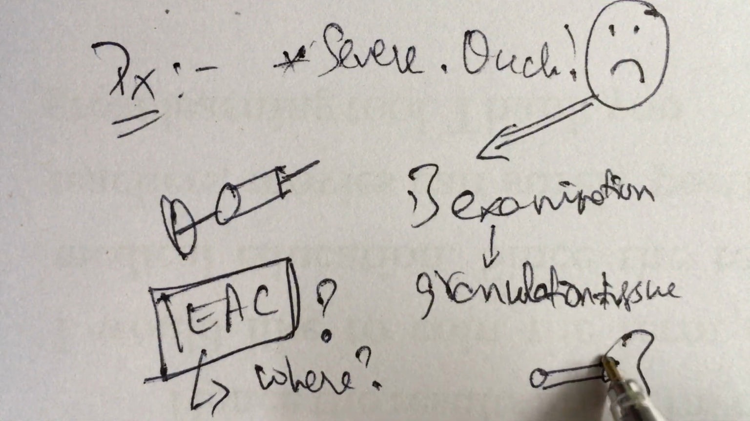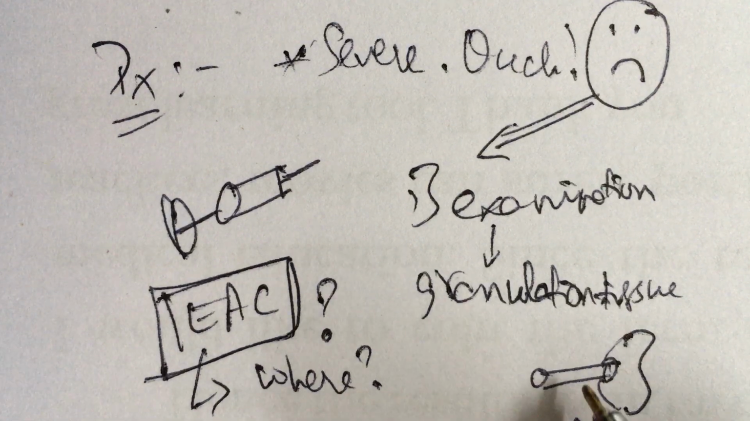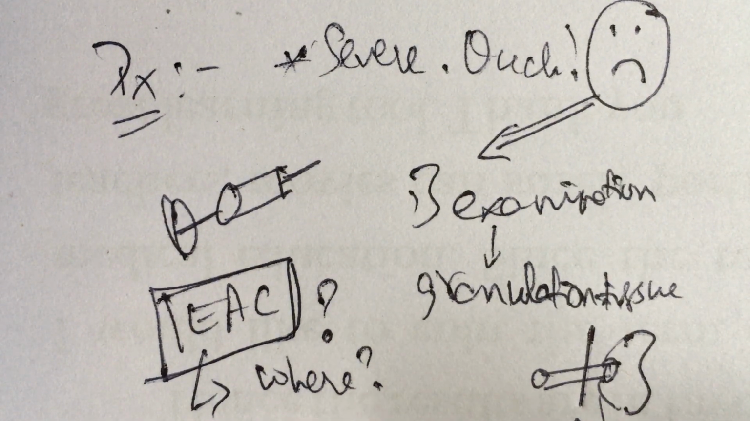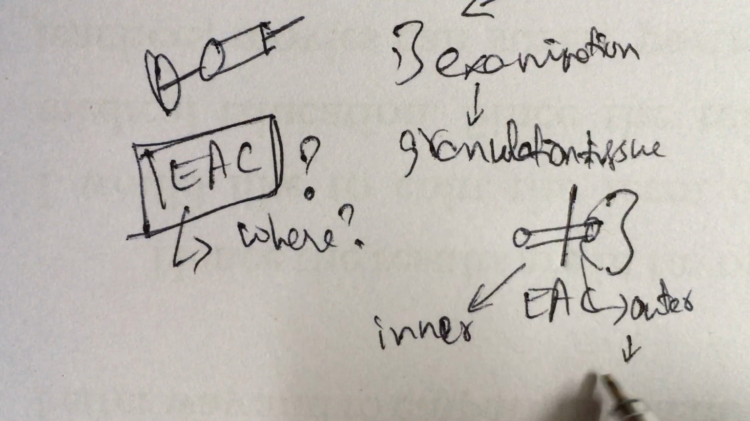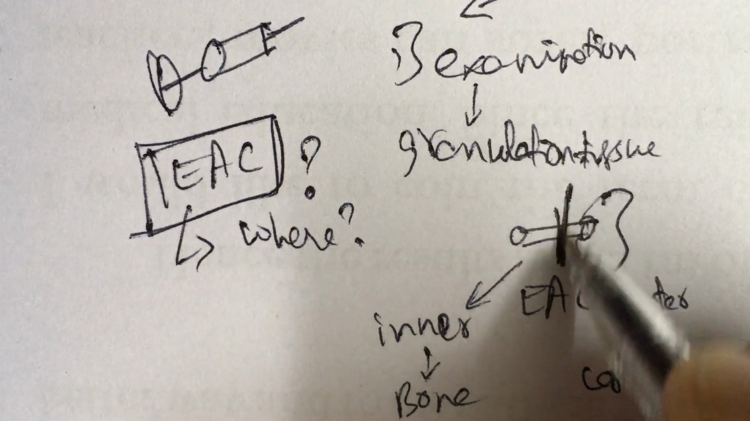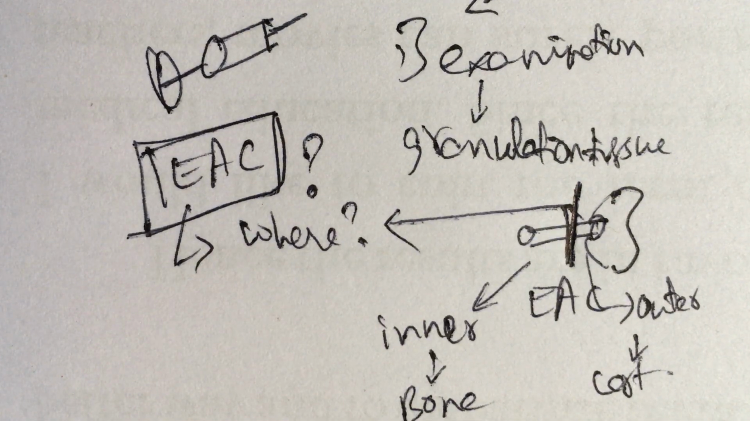So there is this ear, there's this external auditory canal, with an outer part and an inner part. The outer part is going to be made up of cartilage, whereas the inner part is bone. So the junction between the bone and the cartilage is going to be the main part where we would find a lot of granulation tissue.